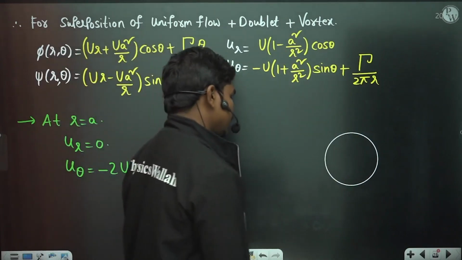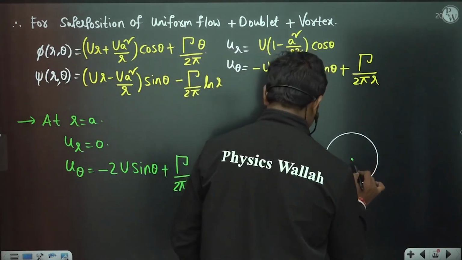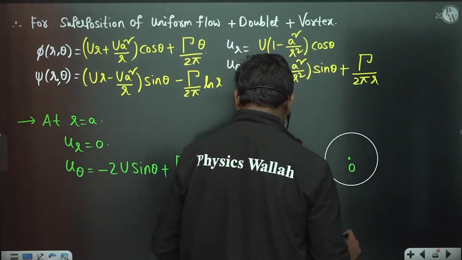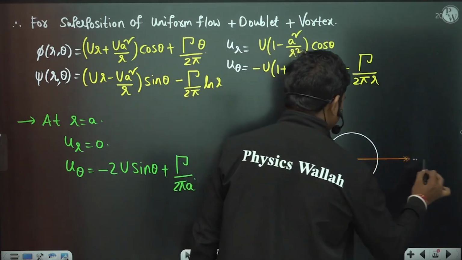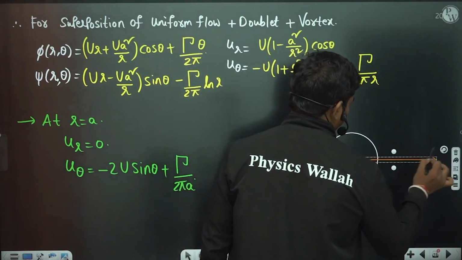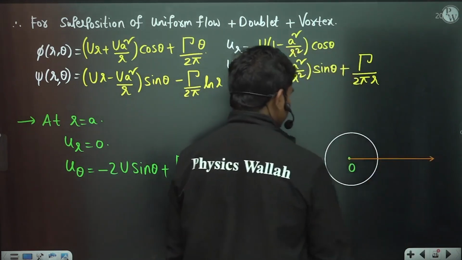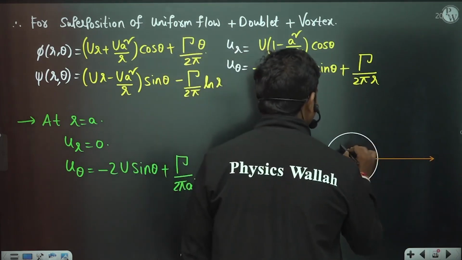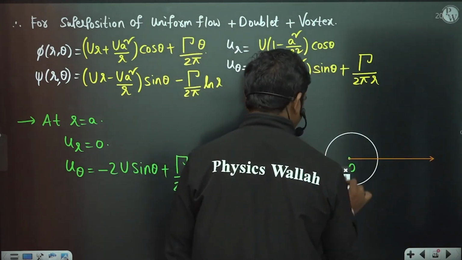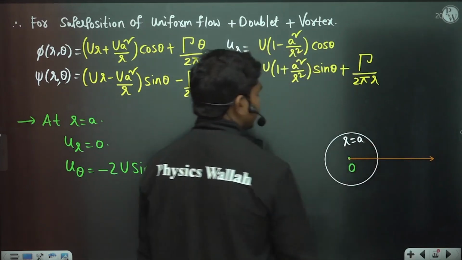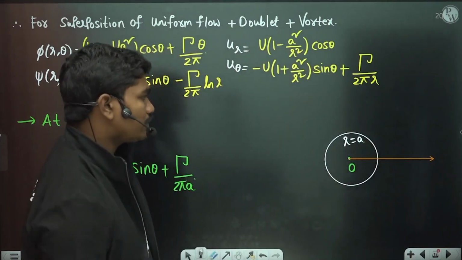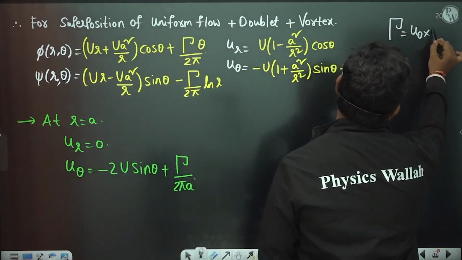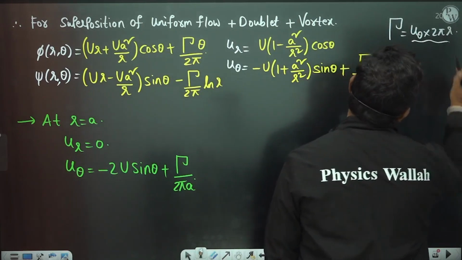Now this is the cylinder, of radius a. So r is equal to a. Now whenever r is equal to a, first of all, the circulation is equal to u theta into 2 pi r, which you know generally. So u theta into 2 pi r.